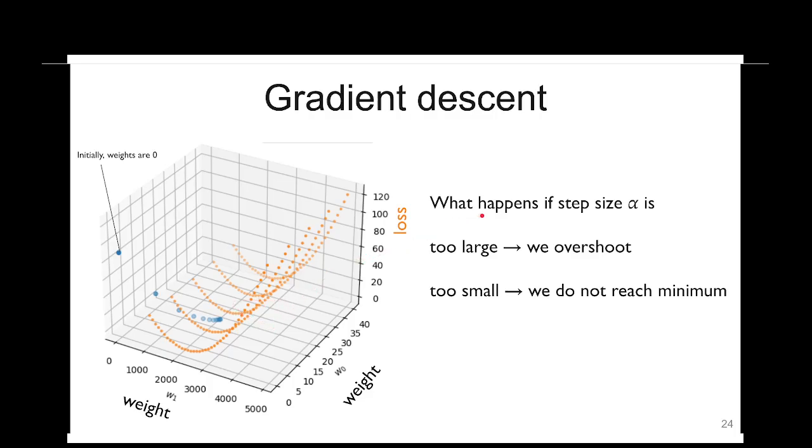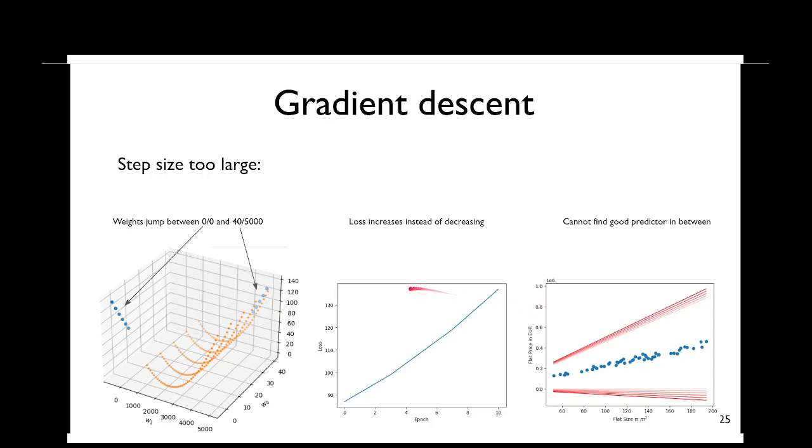Now, another aspect is the assignment of the step size alpha. If we make alpha too large, then we will overshoot and not find the minimum. And if we make it too small, then we will not reach the minimum. Let's look at our setup, what this actually looks like.